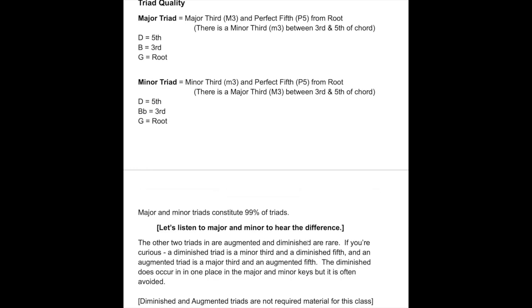But if you do, the diminished triad is two minor thirds. So it's a minor third and a minor third. So that makes a diminished fifth or a low fifth. It doesn't have a perfect fifth, and it sounds pretty strange.